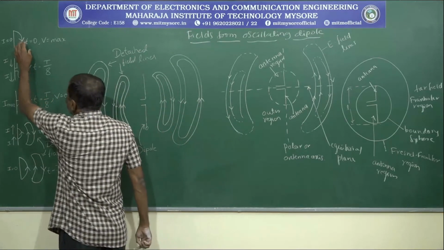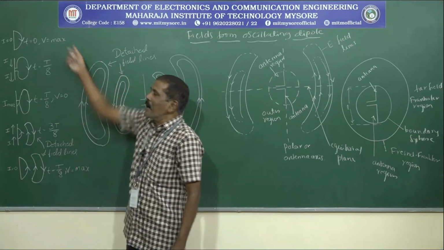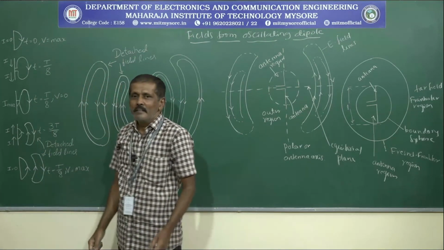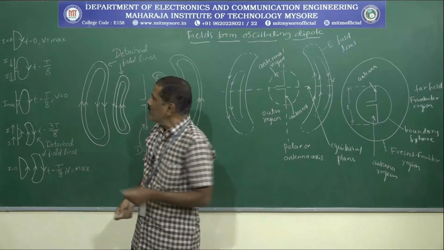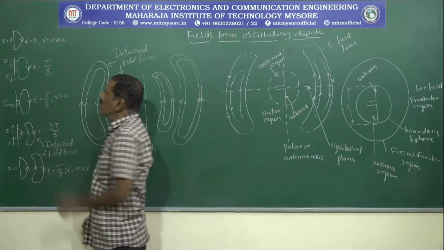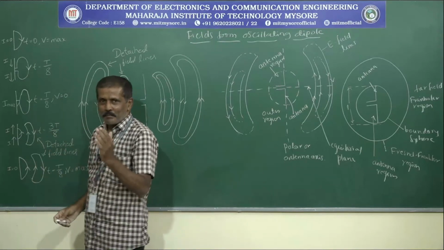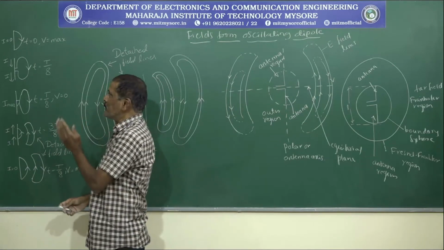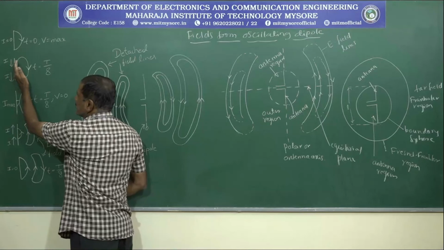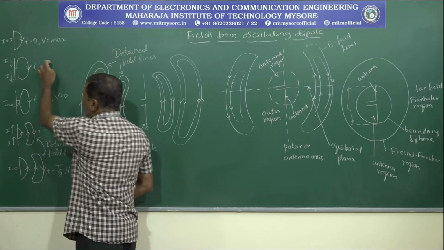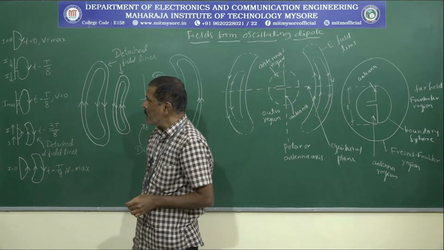At time t equal to 0, we have a maximum voltage. Then as time passes, for example at time instant T by 8, the signal which is radiating from the antenna will move away from that particular antenna. That is, it is detaching from the antenna. This is the signal you get at T by 8.